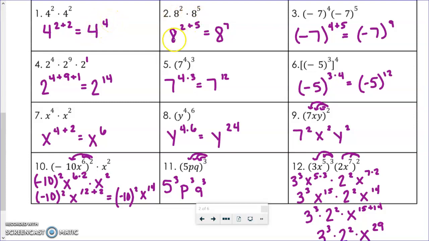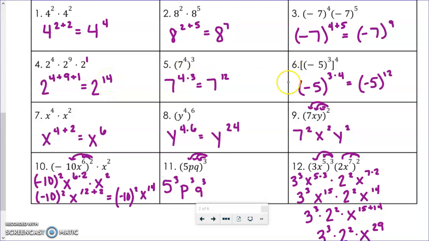Number 2, we kept our base of 8, added our powers to get 8 to the 7th. Number 3, we kept our base of -7, added our powers to get -7 to the 9th. And number 4, this time we had 3 2's here. And remember, when we're looking at a number without a visible exponent, there's just an invisible 1. So we'd keep our base of 2, and we would add up 4, 9, and 1 to get 2 to the power of 14.